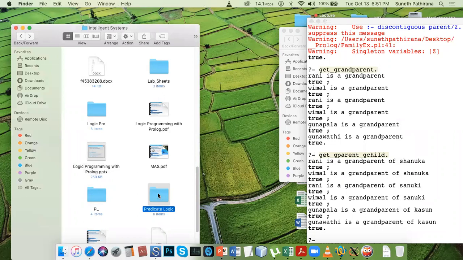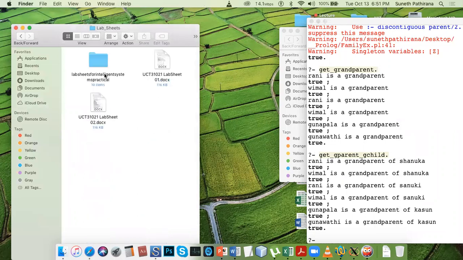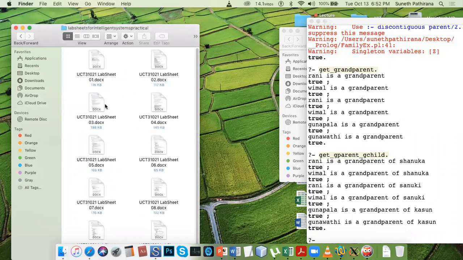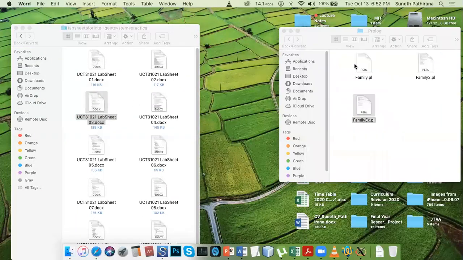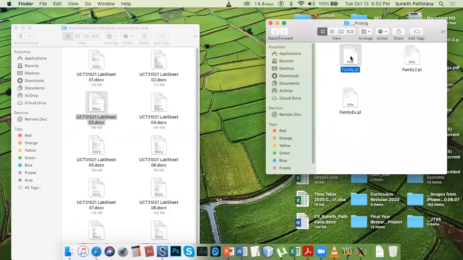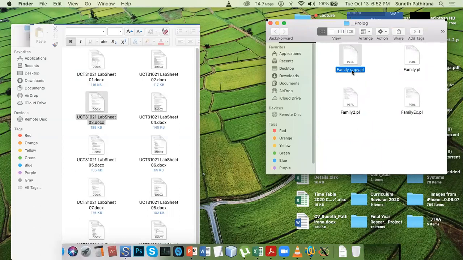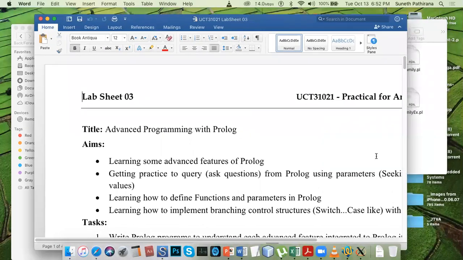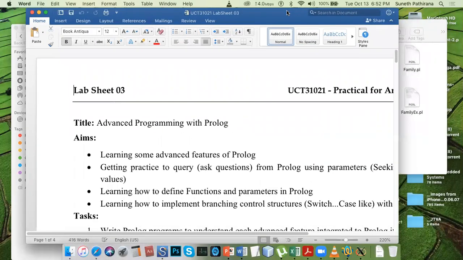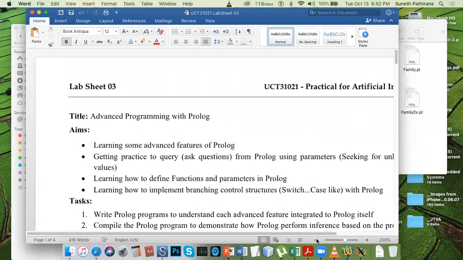Okay. Now we will try to move to the next lab sheet. Okay. This time we will create, I assume it's not the extended version of the family tree. I assume because it's boring now. It's too much.